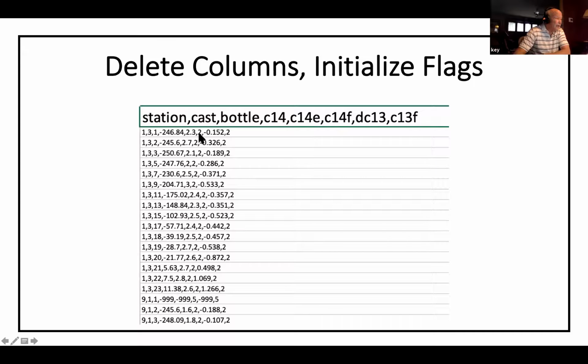We'll get to what the flag values are next. The C13 and the C13 flag, which is also initialized to a value of 2, except for, and do I have an example here? Yes, here's that missing value, the one that didn't have any data. So if the value is missing, it gets initialized with what I use internally as a missing value, which is -999, and it gets a flag value of 5. Flag value of 5 means result not reported, and it doesn't say why.